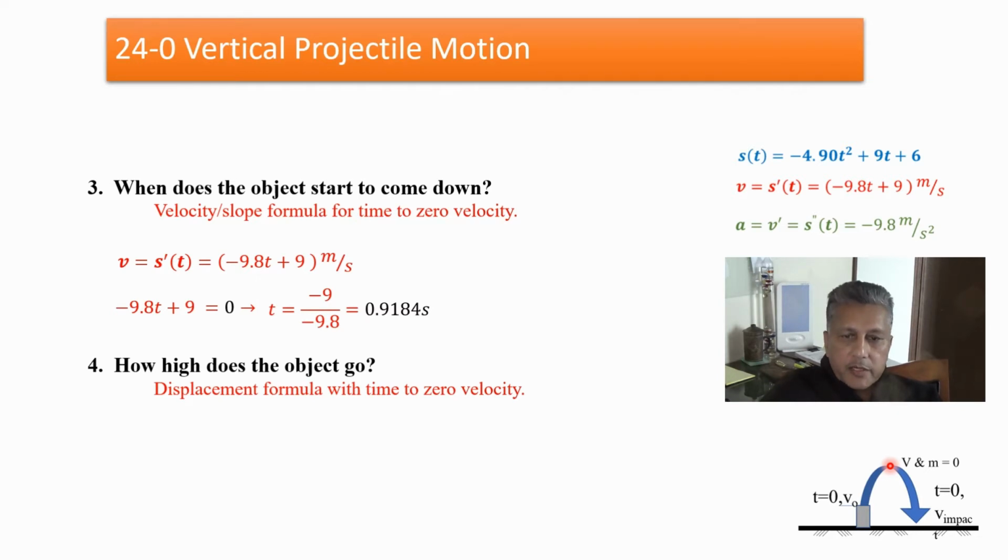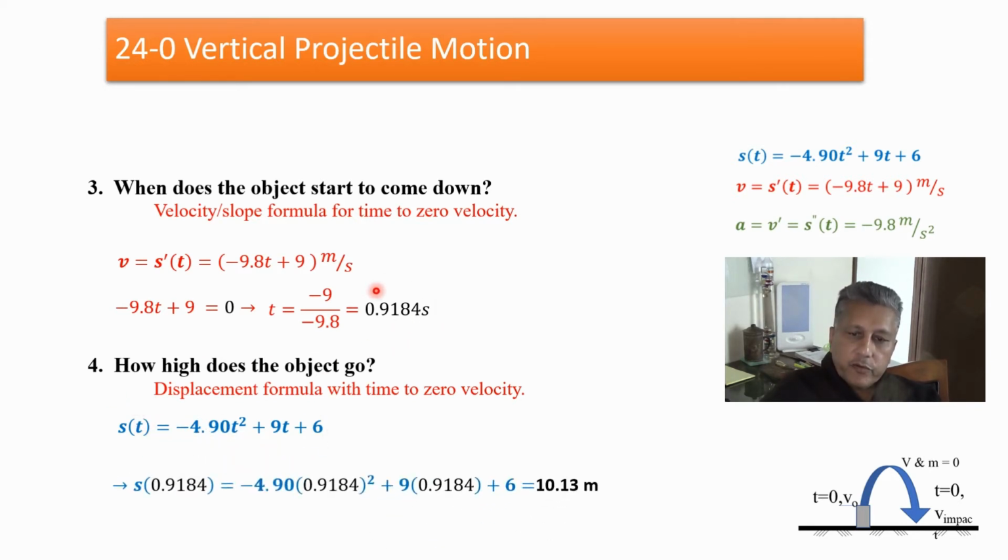Number 4, how high does the object go? So the highest point of the object is right there. How high? That's a displacement. So if we know the time to that point there, which we just solved for here, and we plug that into the displacement formula, it'll give us the height. And let's go and do that. Again, we've taken the displacement formula. I'm going to plug the time in that I solved for there as a function, and I have a displacement of 10.13 meters. So this point here is 10.13 meters.